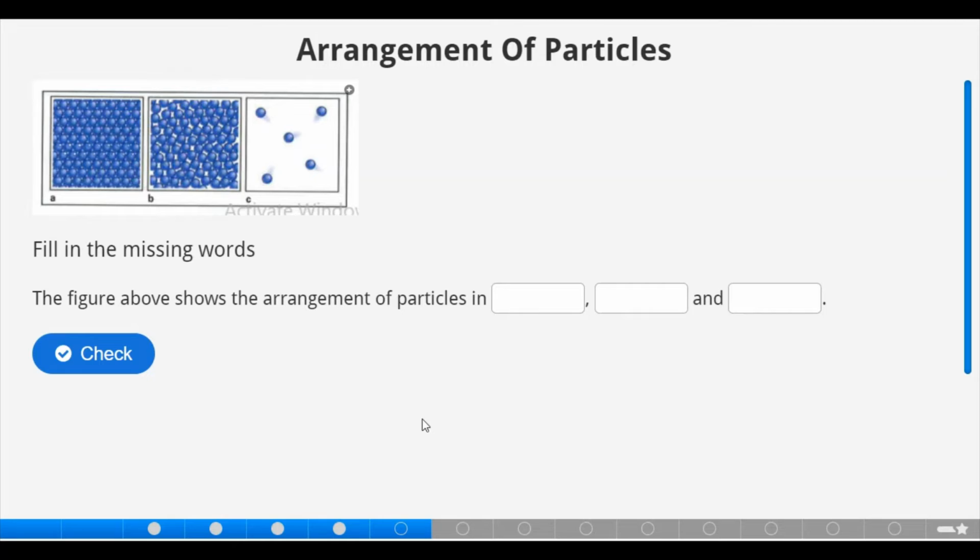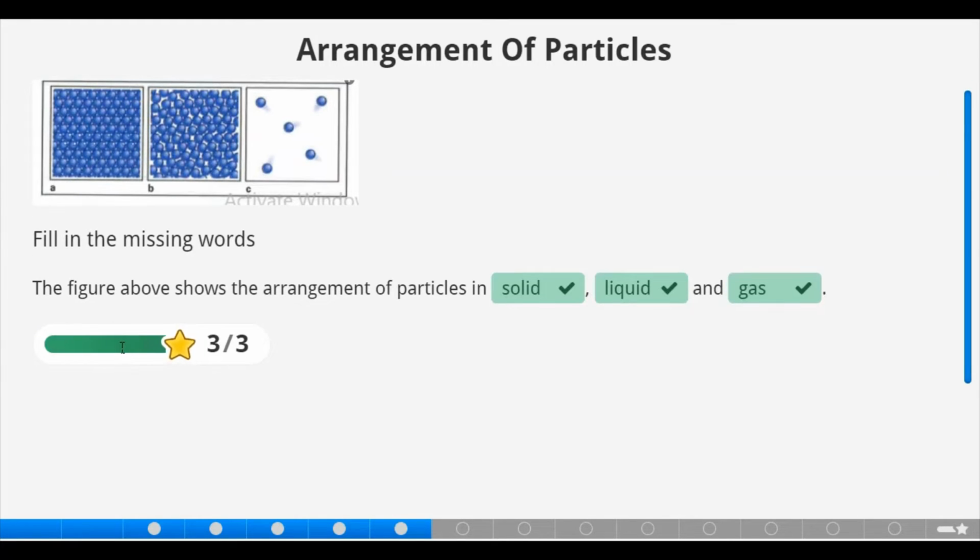The figure above shows the arrangement of particles in, what do you think A will be? That is what? Solid. For B, what do you think that will be? Liquid. And C will be what? Gas. So let's check. Correct.